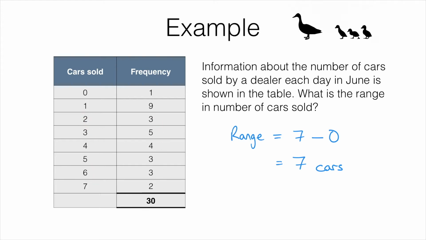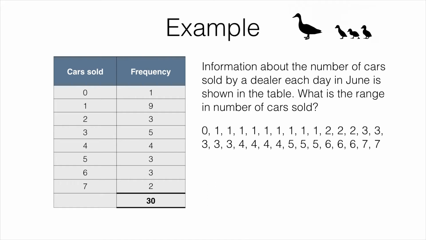We can make this really clear by converting this table into a list, just to illustrate. Here, I've taken the data from the table and turned that into a list. These are the numbers of cars sold on each of the 30 days in June. There are 30 numbers here. We've got 1 0 right there. We've got 9 1s here, 3 2s here, here, and here, and so on.